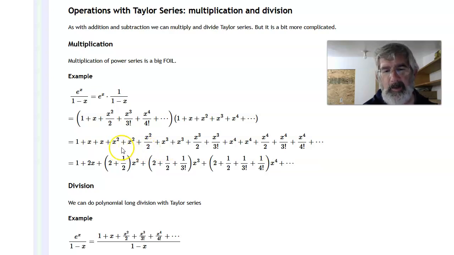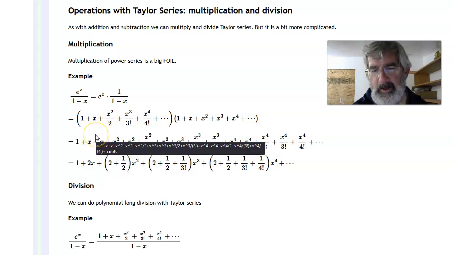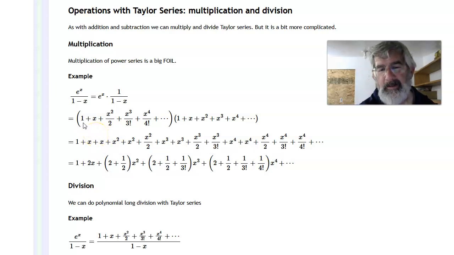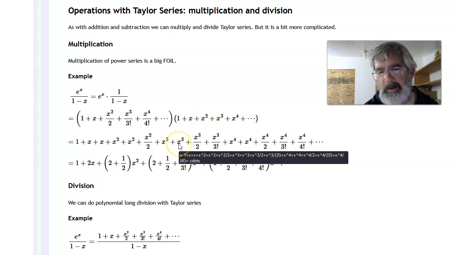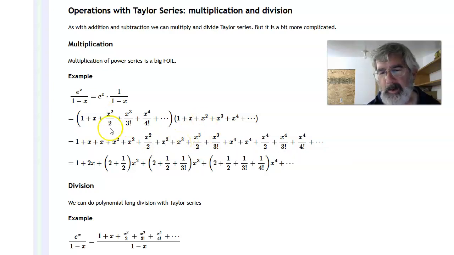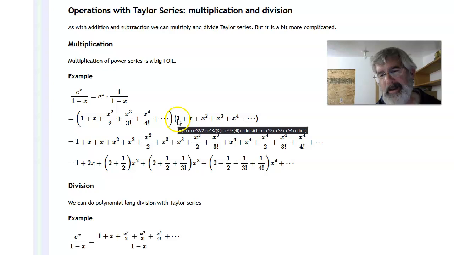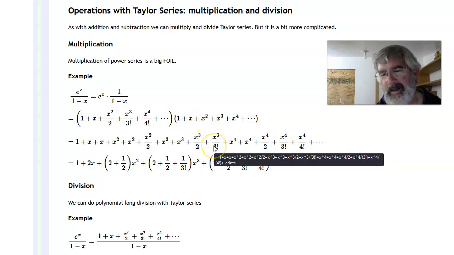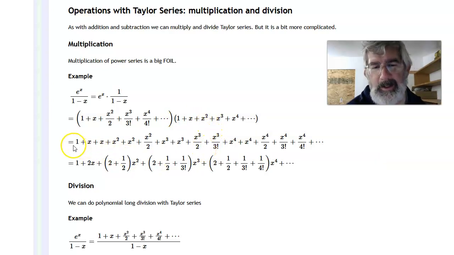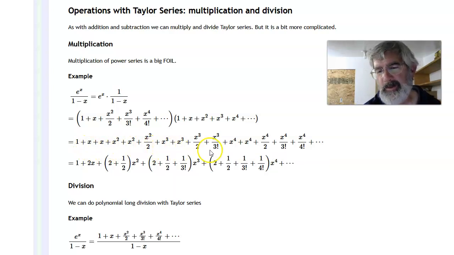And then for x to the, what's next, 3, I could have the 1 that's here times the x cubed. There's that x cubed. I could have the x that's here times that x squared. There's x cubed. I could have the x squared over 2 times that x, that's x cubed over 2, and then I could have this x cubed over 3 factorial times that 1. There it is, right there. So I had one way to get a constant, 2 ways to get a linear, 3 ways to get a quadratic, 4 ways to get a cubic.